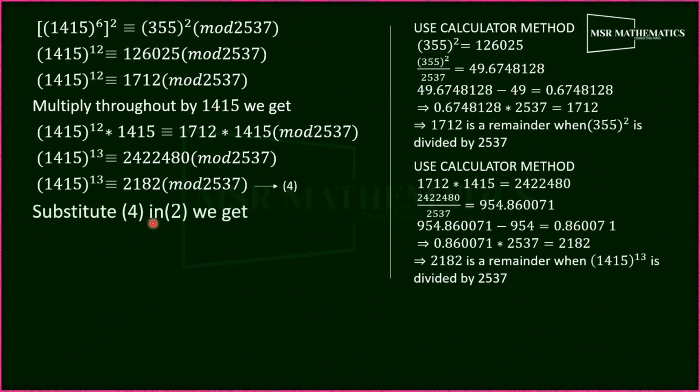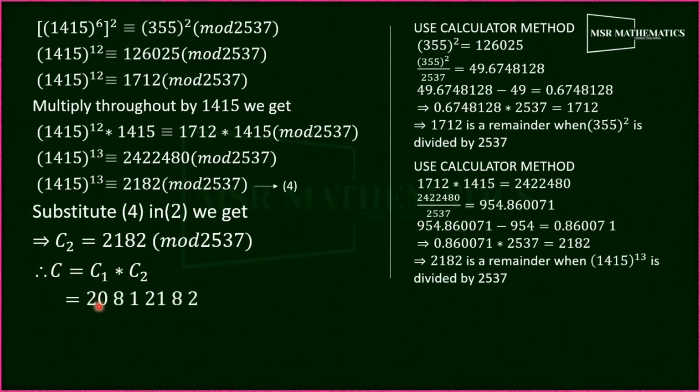Next step, substituting equation 4 in equation 2, where equation 2 is C2 equal to 1415 power 13 under modulo 2537, and this value is 2182. Therefore, we get C2 as 2182 under modulo 2537. Here we get the C1 and C2 values. Finally, we have to obtain the C value. For that, C is equal to C1 into C2. Here we substitute the C1 and C2 values: C1 is 2081, C2 is 2182. So this is our C value. Here C is nothing but the cipher text.